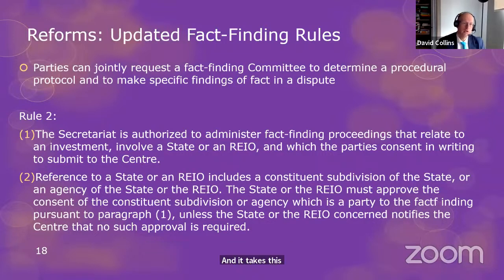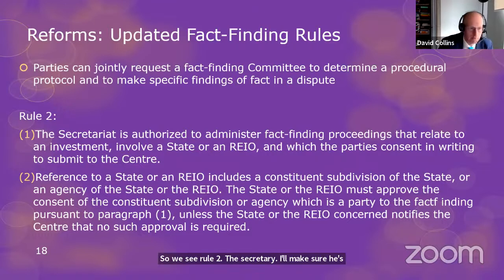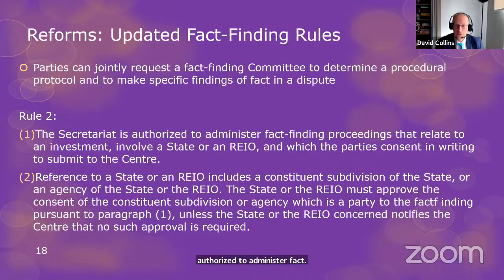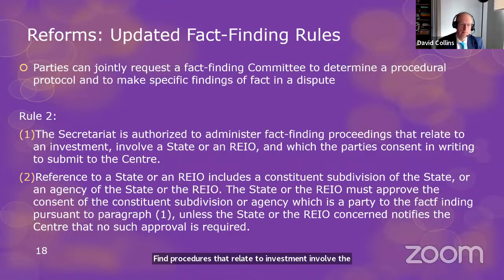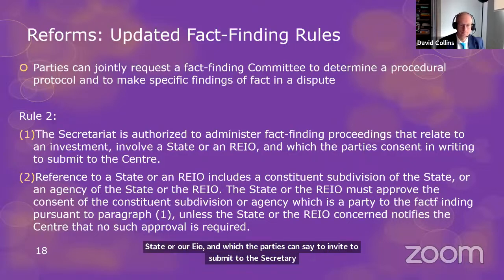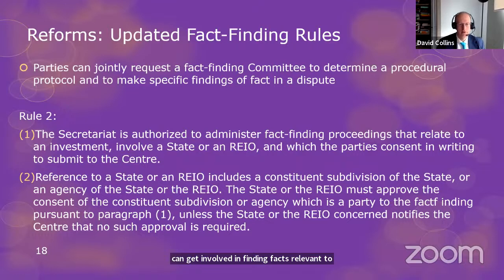jurisdiction seriously. So we see in Rule 2, the Secretariat of ICSID is authorized to administer fact-finding procedures that relate to investment, involve a state or an REIO, and which the parties consent to in writing to submit to the center. So the Secretariat can get involved in finding facts relevant to determine the outcome. And once again, reference to a state or an REIO includes a constituent subdivision of the state, so like France is part of the EU, or an agency of the state or REIO.